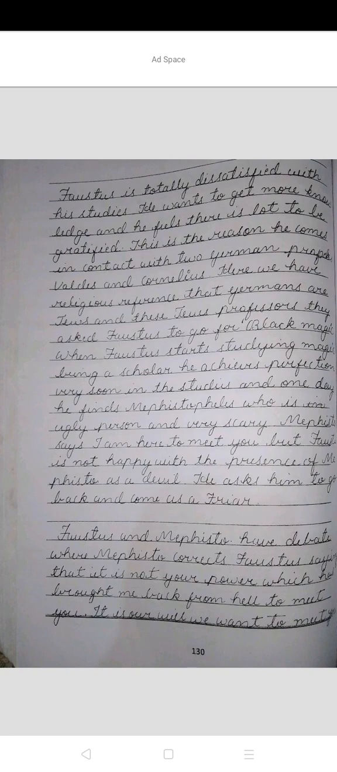And one day he finds Mephistopheles, who is an ugly person and very scary. Mephisto says, I am here to meet you. But Faustus is not happy with the presence of Mephisto as a devil. He asks him to go back and come as a friar. Faustus and Mephisto have a debate where Mephisto corrects Faustus, saying that it is not your power which has brought me back from hell to meet you. It is our will. We want to meet you.